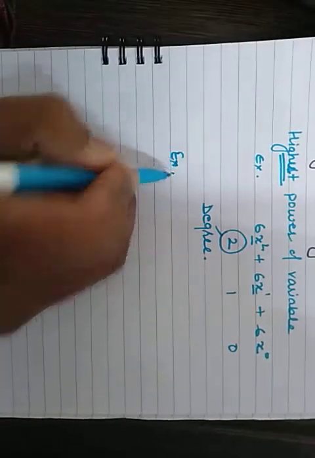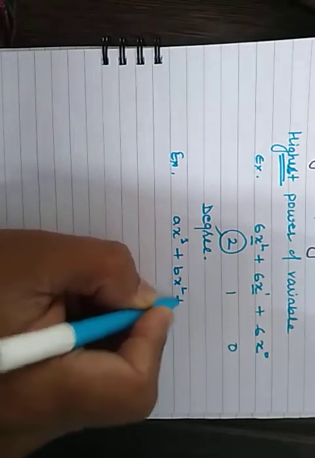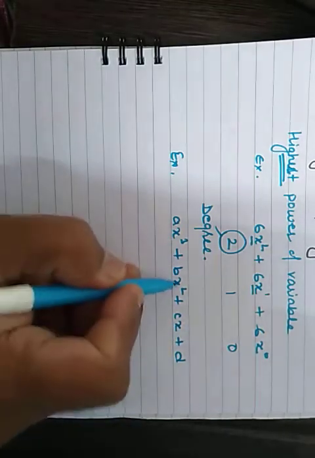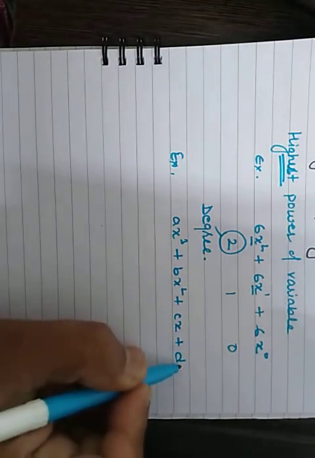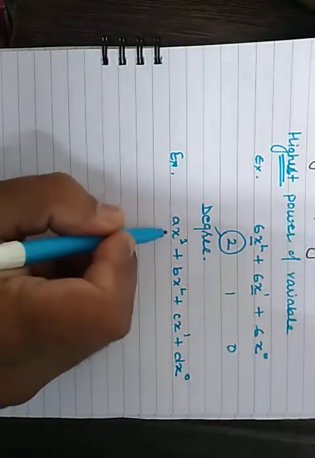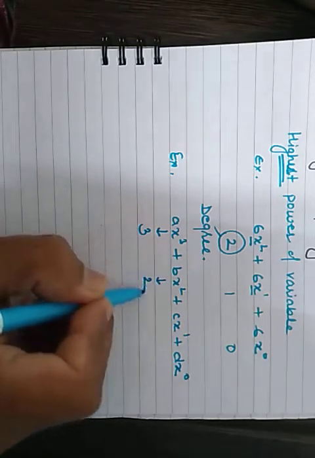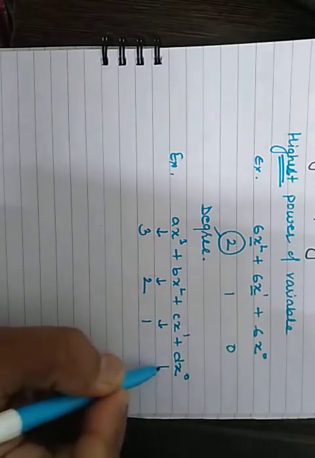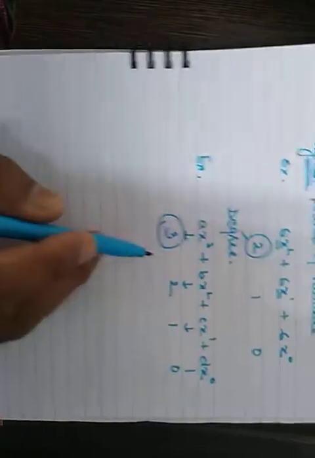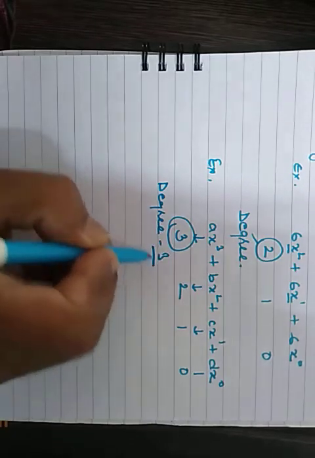Another example, ax cube + bx square + cx + d. Every term must contain a variable, and this d has a variable x to the power 0. So now just check the power of the variable. Here the power is 3, here the power is 2, here the power is 1, and here the power is 0. The highest power among the variables in this algebraic expression is 3, so its degree is 3.